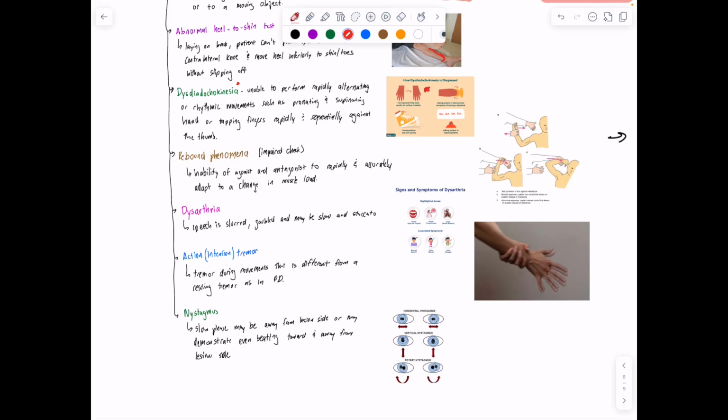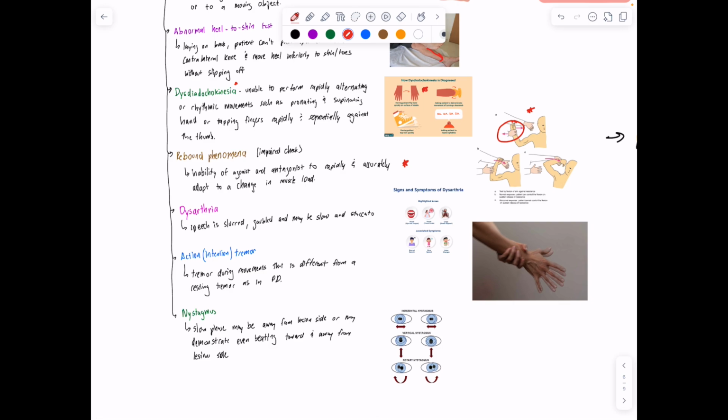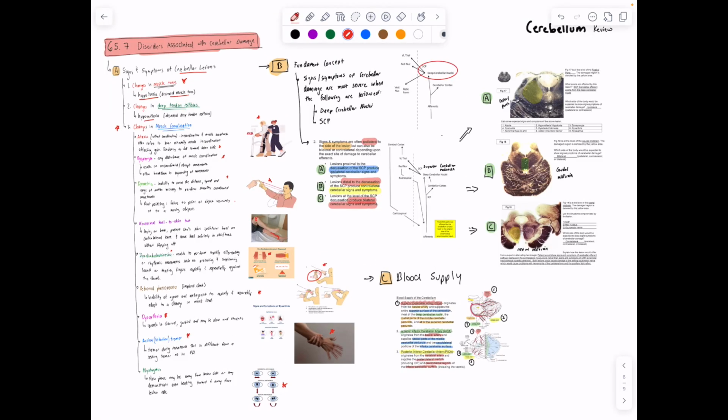Rebound phenomenon: you remember when you were kids maybe and you say, stop hitting yourself. So with this person, you pull back their arm, you let go, and they punch themselves in the face. So that's rebound phenomenon. They can't control the agonist and antagonist rapidly and accurately. Dysarthria, I just gave an example of it. Speech is garbled, maybe slow or staccato. Action, intention tremor. So tremor during movements, different from a resting tremor, so something like this. And then nystagmus we're familiar with: weird eye movements.